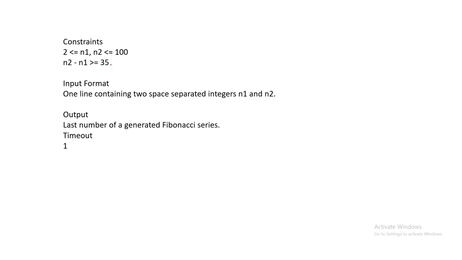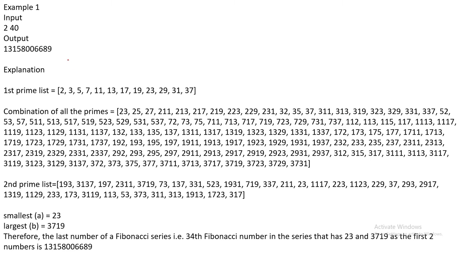Okay, so these are the constraints. Our first number will be from 2 to 100, and the difference between them will not be greater than 35. The input format is two numbers which are space separated, and we'll generate the output. So these are the constraints. Now we'll see the example.